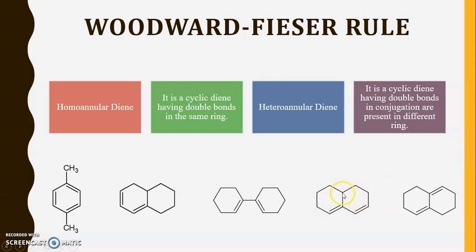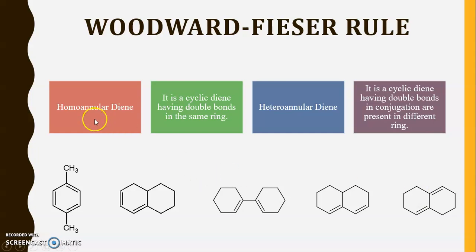Similarly, you can see in this particular example there is a double bond, a single bond and again a double bond. So here also the two double bonds involved in the diene are present in different rings. That's why this is known as the heteroannular diene. Further, here also you can see these two double bonds are present in different rings. That's why it is known as the heteroannular diene.